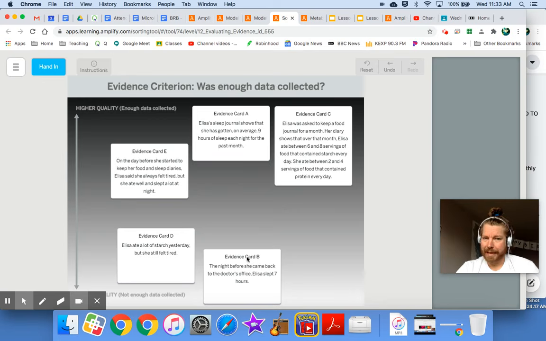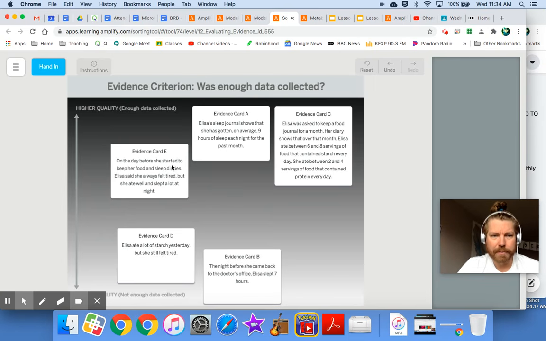as opposed to evidence card D, which is very similar to A and B. Elisa ate a lot of starch yesterday, but she still felt tired. Well, this is good information. We see that she ate a lot of starch one day, but still felt tired. But again, it's not giving us a ton of data. What if she ate a lot of starch or didn't eat a lot of starch the next day, but still felt tired? We like to have data over a longer period of time.